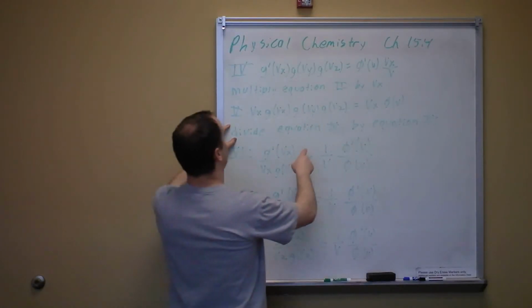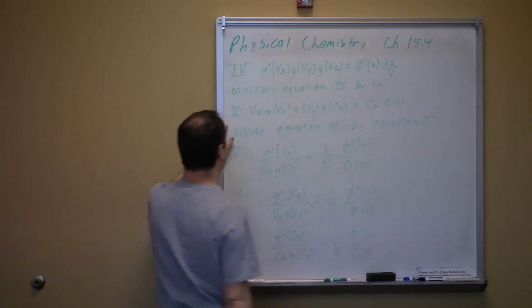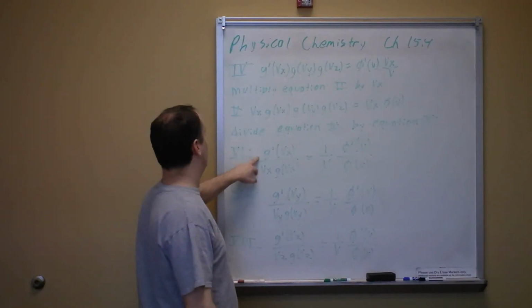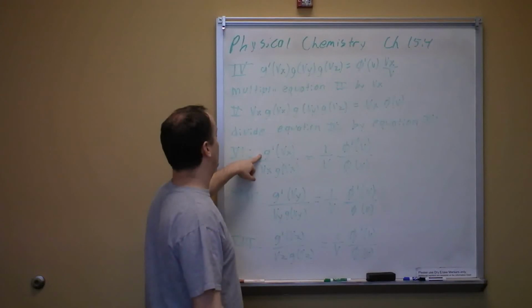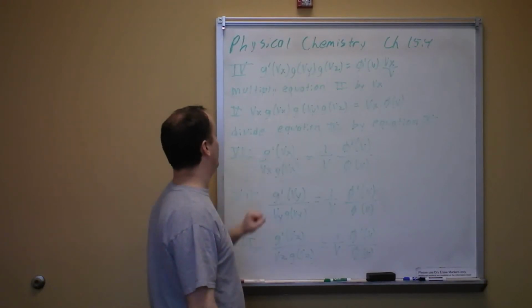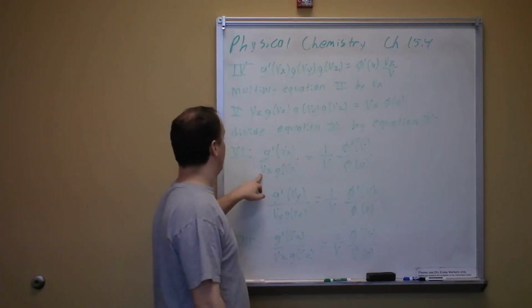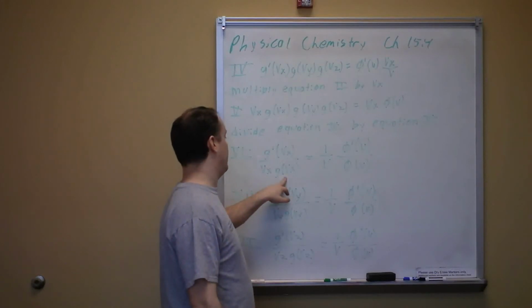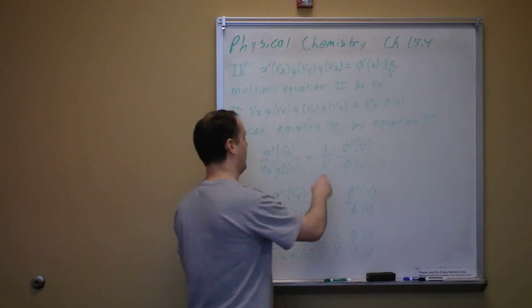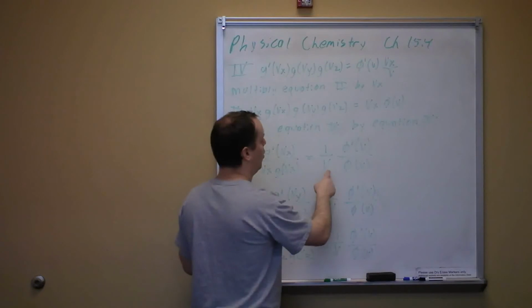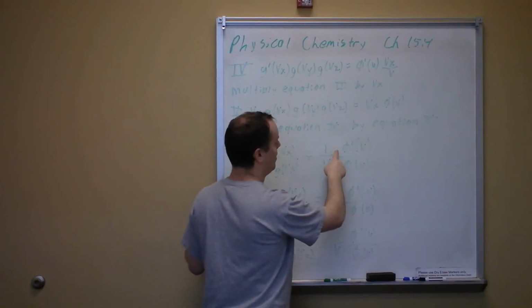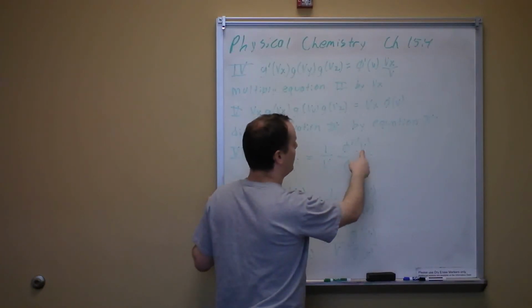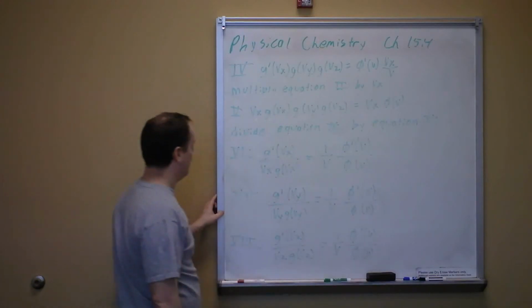Now, we're going to take equation 4 and divide it by equation 5. So we have equation 6 as g prime of the x component of velocity divided by the x component of velocity times the g function of the x component of velocity, and that's equal to 1 over speed times the phi prime of speed divided by phi of speed.